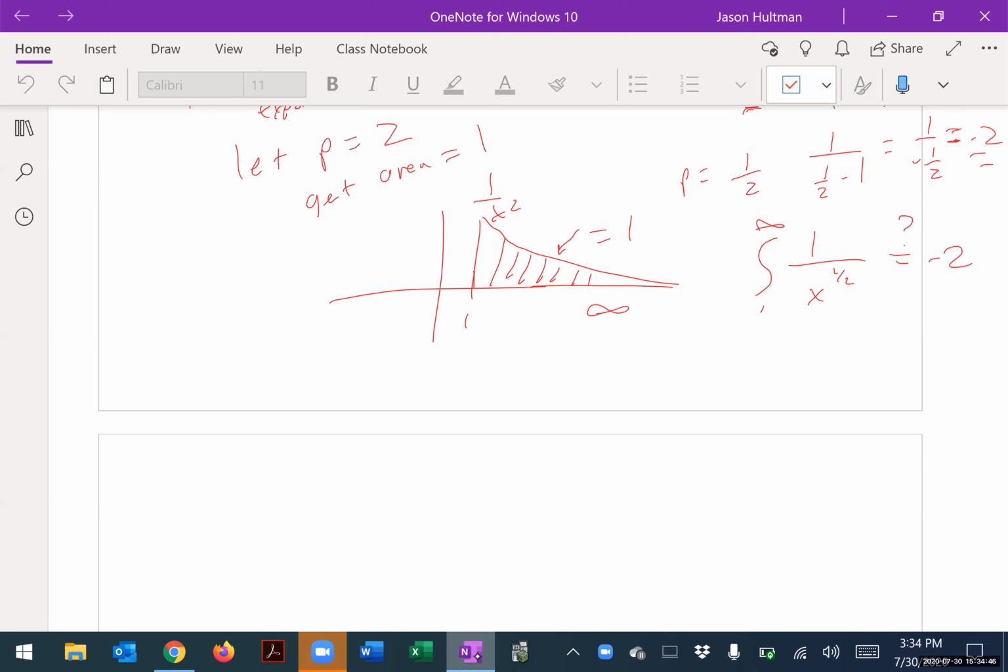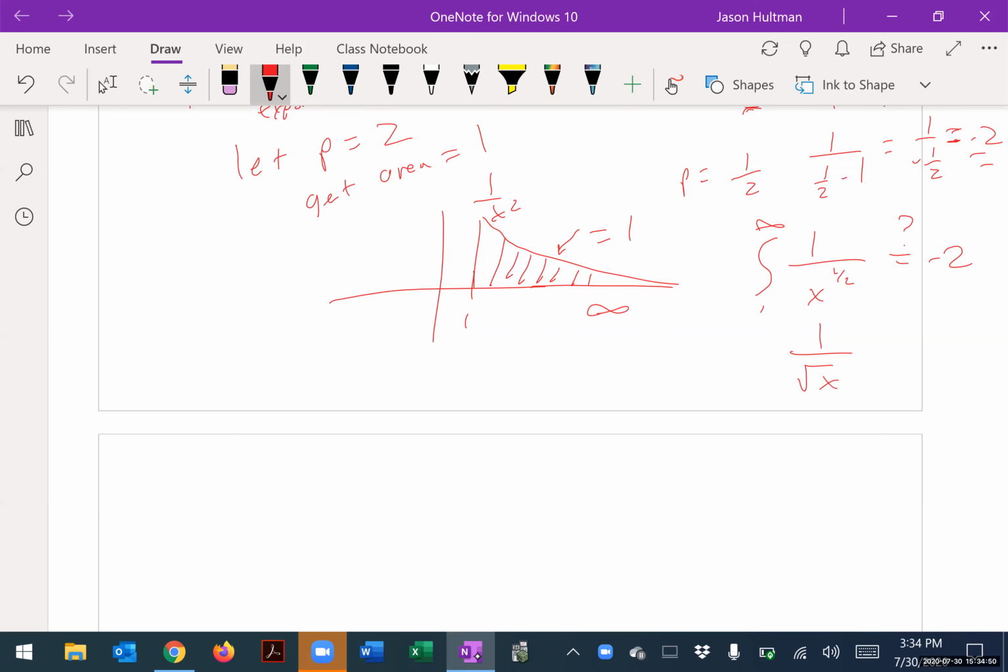Okay, so yeah, this is the integral from 1 to infinity of 1 over the square root of x. And the deal here is, what does 1 over the square root of x look like? Well, it looks like this. That's what it looks like. That's 1 over the square root of x.